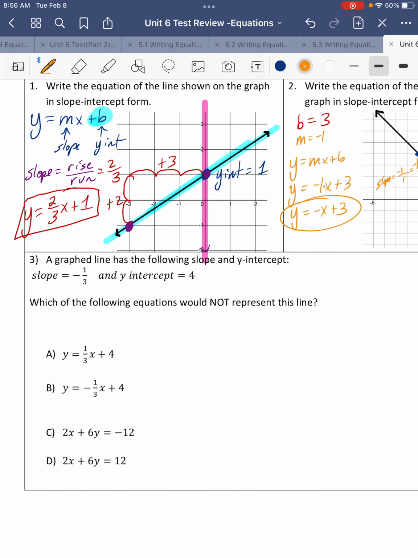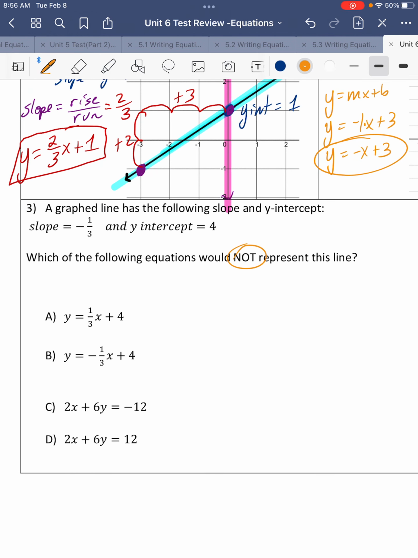Looking at number 3. Graph a line of the slope of -1/3 and a y-intercept of 4. Which of the equations would not represent this line? So I typically look at which ones will represent the line. So I'm looking for a slope of -1/3 and a y-intercept of 4. So what I do is I kind of block this out. So which ones would represent this line? Well, here's a slope of -1/3 and a y-intercept of 4. So that is not our answer.